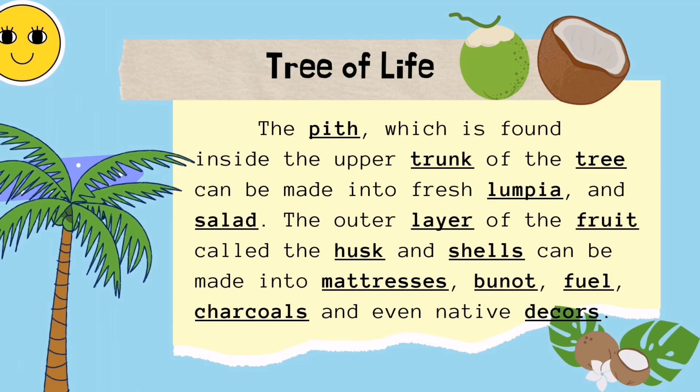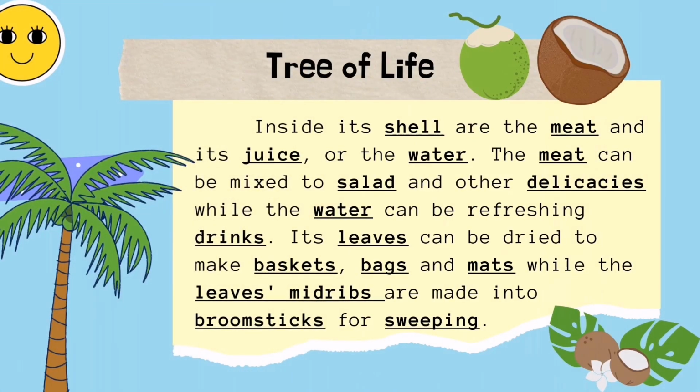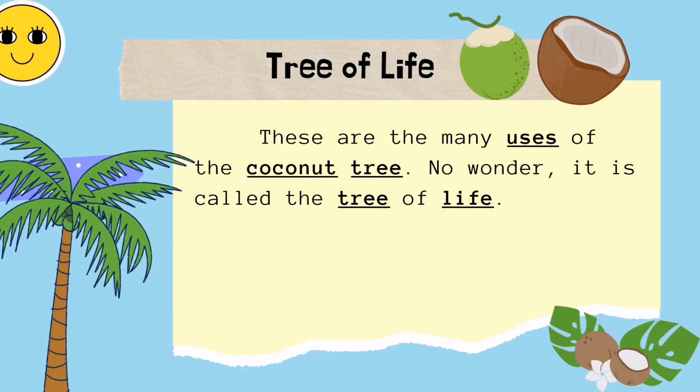The outer layer of the fruit, called the husk, and shells can be made into mattresses, bunot, fuel, charcoals, and even native decors. Inside its shell are the meat and its juice, or the water. The meat can be mixed to salad and other delicacies, while the water can be refreshing drinks. Its leaves can be dried to make baskets, bags, and mats, while the leaves' midribs are made into broomsticks for sweeping. These are the many uses of the coconut tree. No wonder it is called the tree of life.